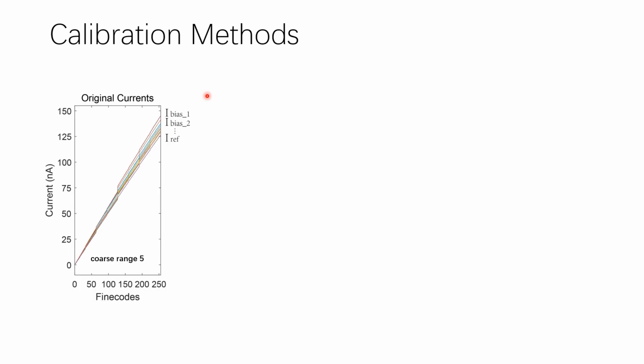Now let's talk more about calibration methods. The plot here shows a set of uncalibrated bias currents versus fine codes on coarse range 5. The difference here is probably coming from current mirror variation, so for simplicity, we assume that the bias current scales linearly and the slope differences caused by variation are constant.